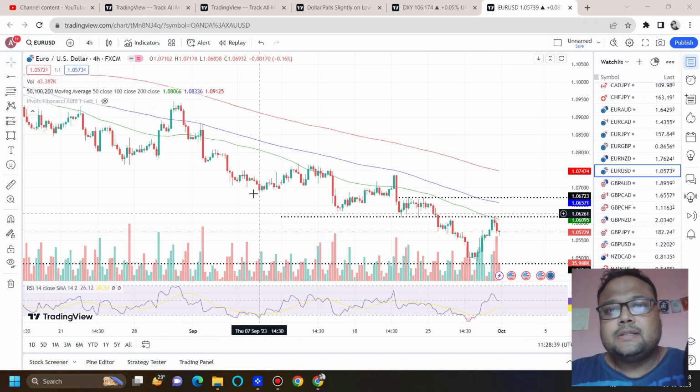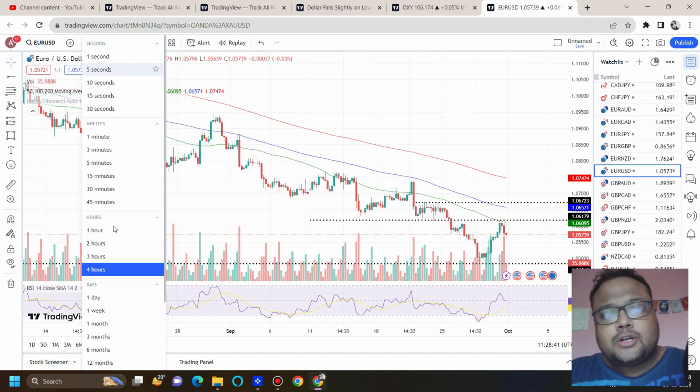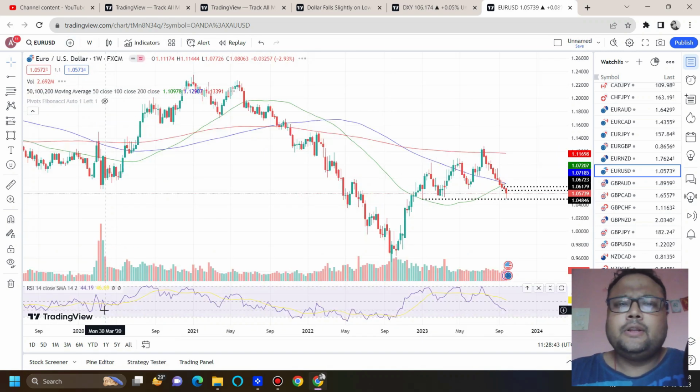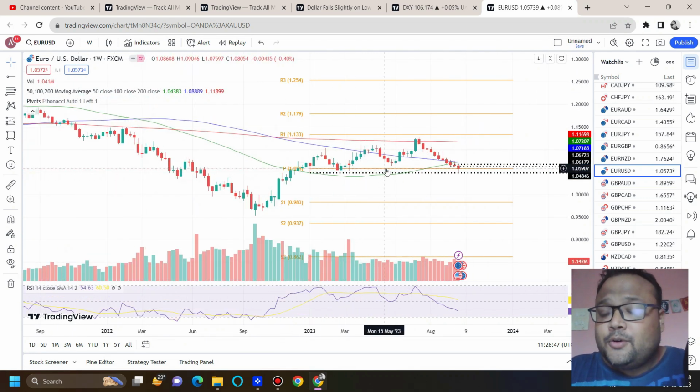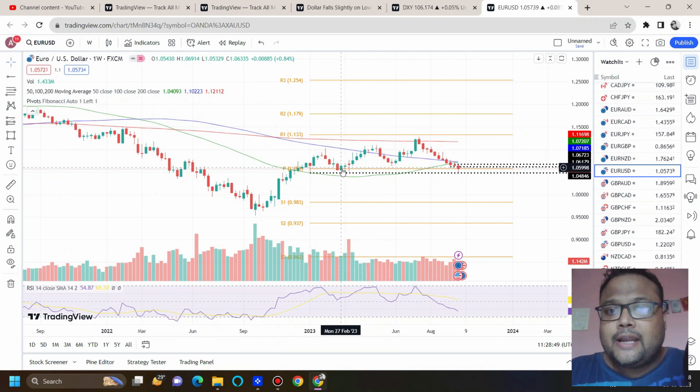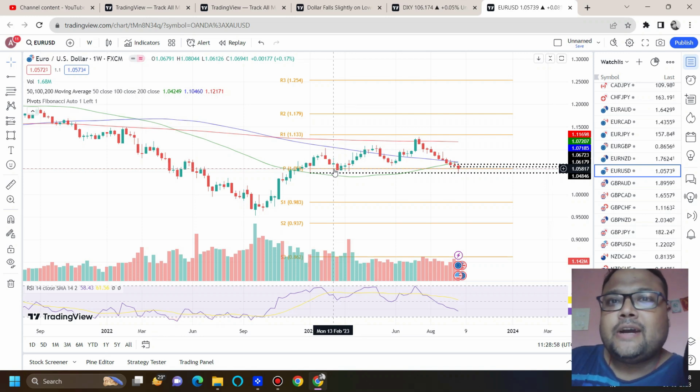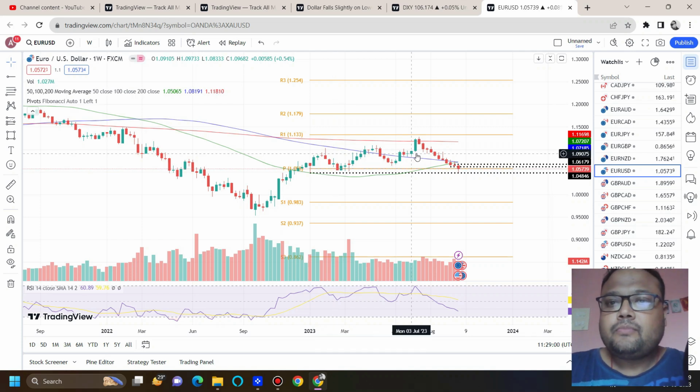My dear friends, if we look at the weekly chart of Euro USD, we can see that Euro USD is trying to take support around the weekly pivot level. Now I'm just going to a different track. It may be a little bit confusing, but try to understand my point here. Overall, the market is in downtrend, there is no doubt about it.